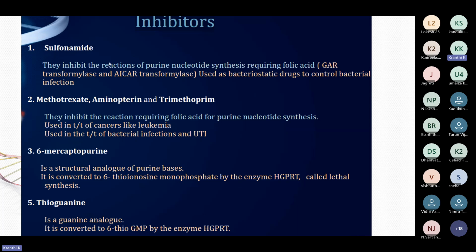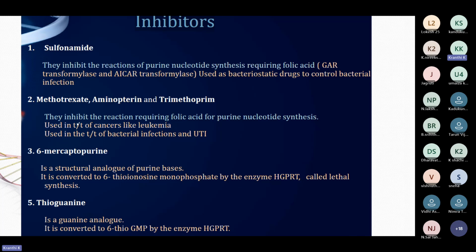There is one drug called the sulfonamide. They inhibit the reactions of purine nucleotide synthesis requiring folic acid. So some purine nucleotides need folic acid. You know the PABA, right? Para-aminobenzoic acid. They need the folic acid for the synthesis of the purine. So sulfonamides inhibit the synthesis of purine nucleotides where there is a need of the folic acid. Used as bacteriostatic drugs to control bacterial infection, by inhibiting the purine nucleotide synthesis.